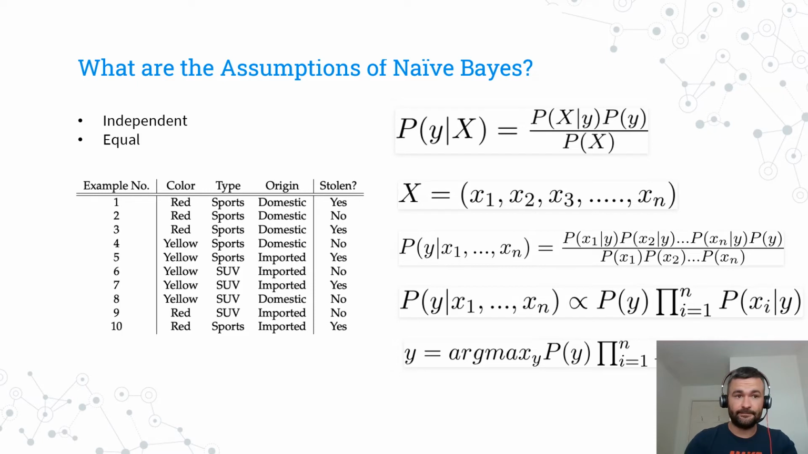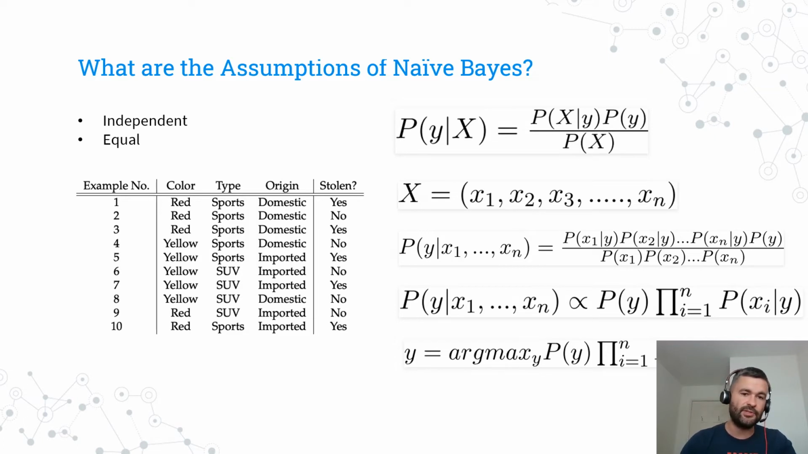Car theft. The data set you can see on screen basically says whether a car has been stolen or it hasn't. And the criteria that we have is the color, type, origin, and we've got a list of the example number assigned to these particular observations.